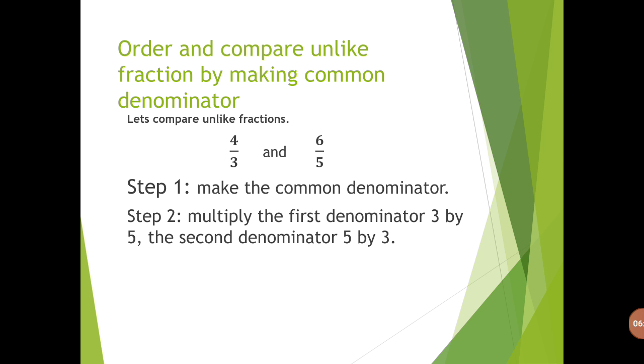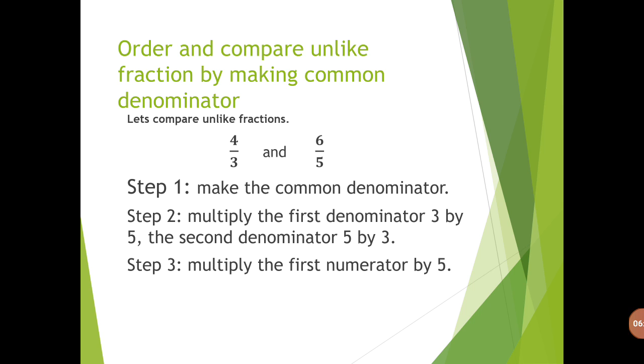By multiplying the first denominator 3 by 5. The second fraction has denominator 5. So you have to multiply the first denominator by the second denominator, and the second denominator 5 by 3. Got it?